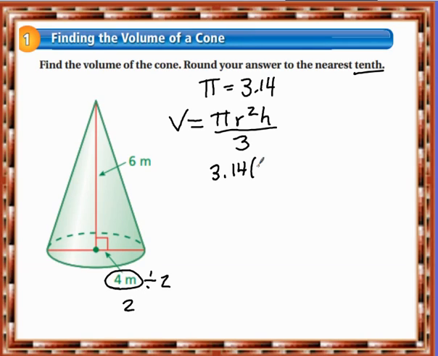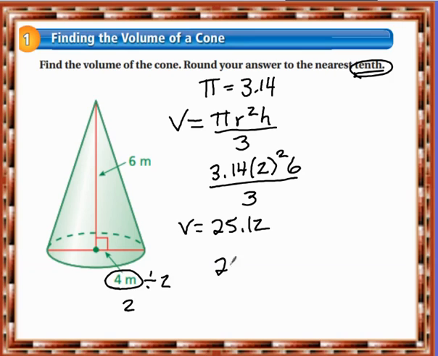So pi times 2 squared times the height is 6, all divided by 3. So volume equals, grabbing your calculator, 3.14 times 2 squared times 6 divided by 3. My answer comes out to 25.12. It says to the nearest tenth, so my answer would be 25.1. And then here we see meters, and volume is always cubed.